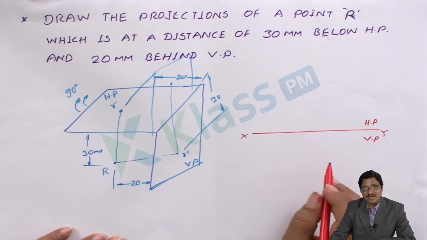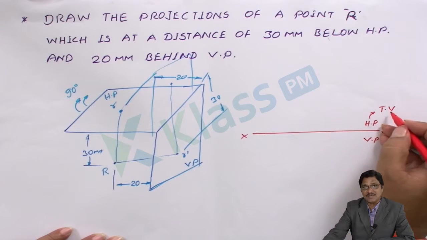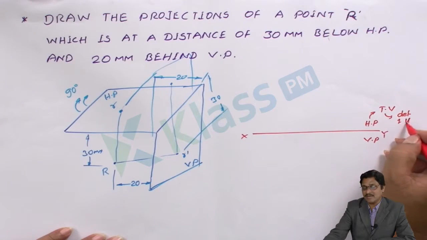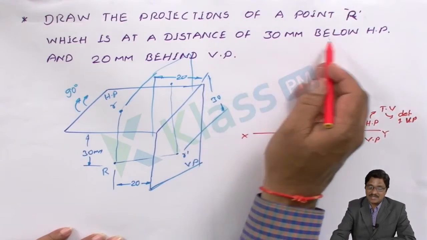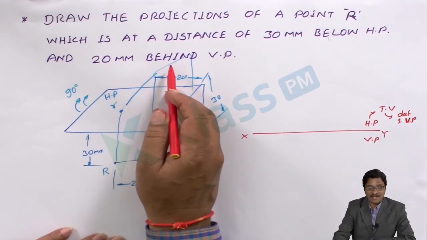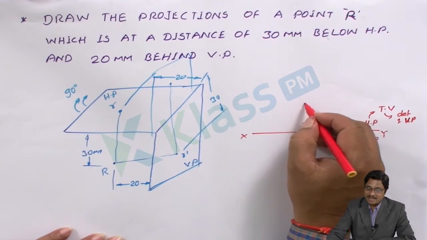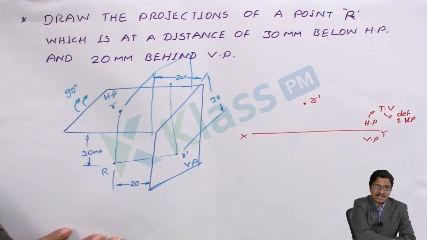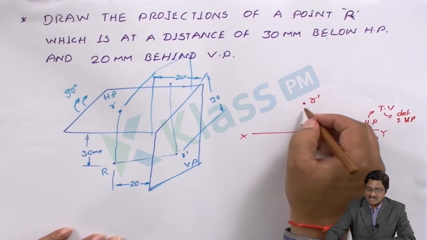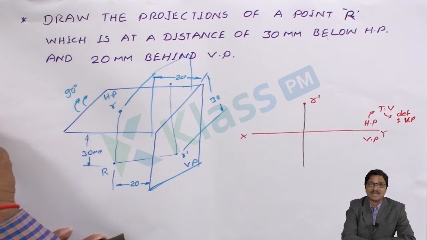Now come to the fundamental concepts. On the horizontal plane, you get the top view only. Once you are speaking of the top view, you have to consider the details of the vertical plane. Now read the problem: what are the vertical plane details we have? A distance of 30 mm below horizontal plane, 20 mm behind the vertical plane. The vertical plane details you have to place here. Just measure 20 mm and mark the respective top view. We know that front view and top view are always on the same line. So based on that concept, once you have drawn the top view, draw a reference line so that you can align. Why? Because front view and top view are always aligned vertically.